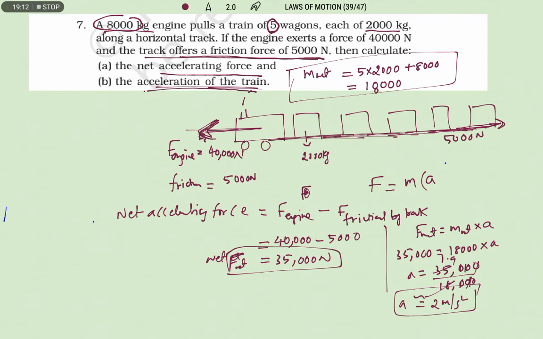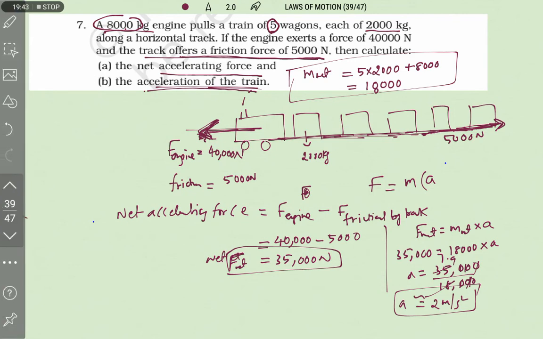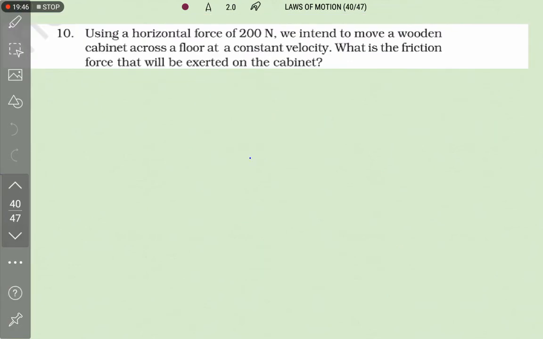Okay? So net force we are calculating. Net force is nothing but the force exerted by the engine minus the frictional force offered by the track, because these two will be opposite in direction. That's why the net force acting on the engine becomes the difference of the two. Then when you are calculating acceleration, net mass we need to consider 8,000 plus 10,000. Total 18,000 is the mass. So therefore we get acceleration as 2 meter per second square. Let us see next one.